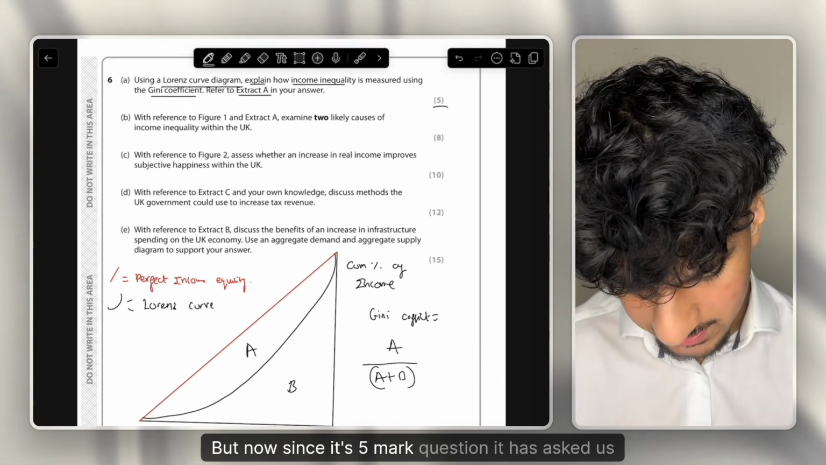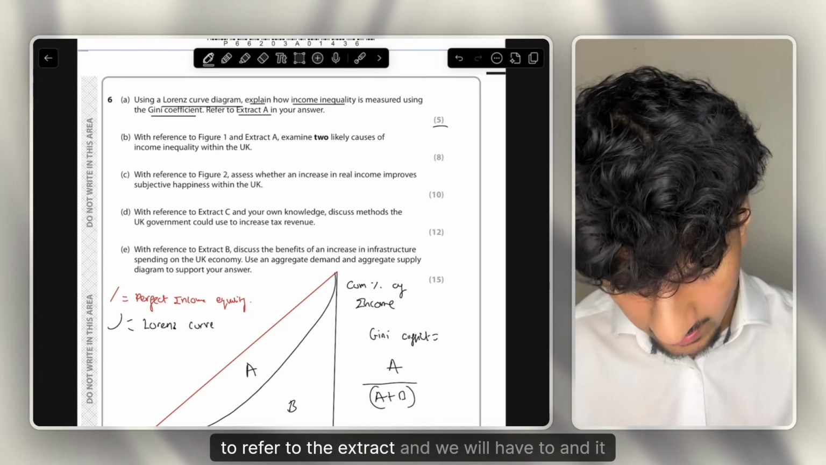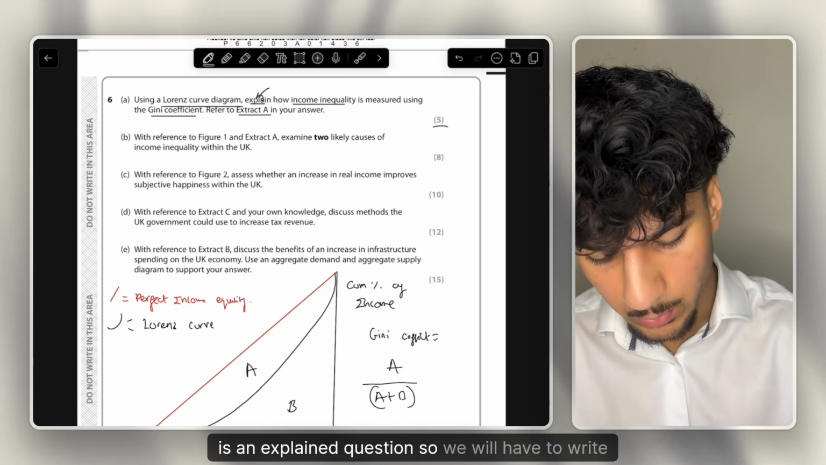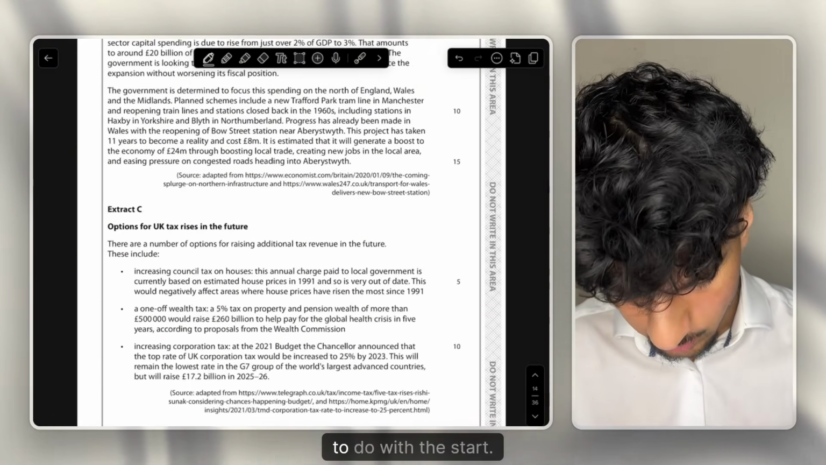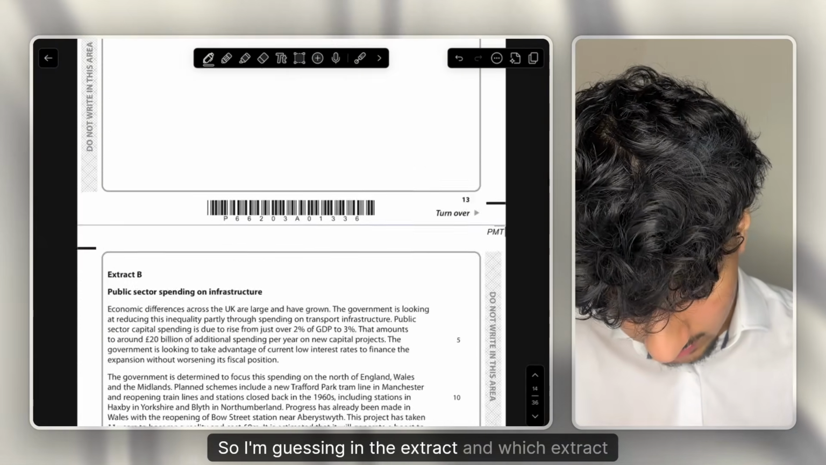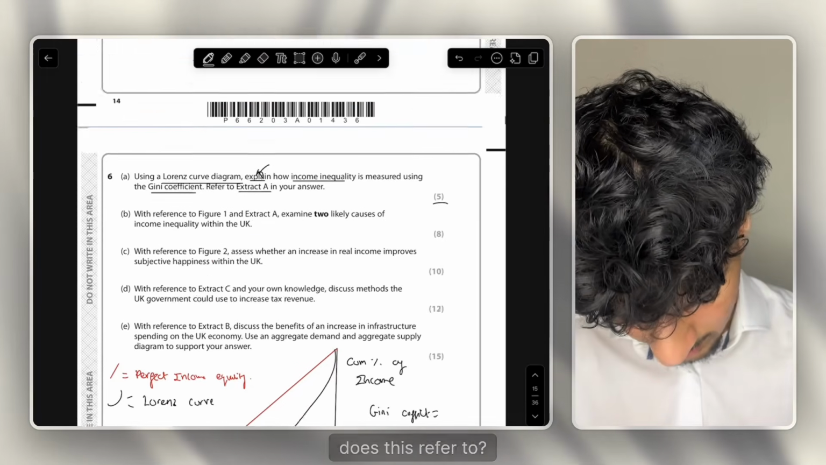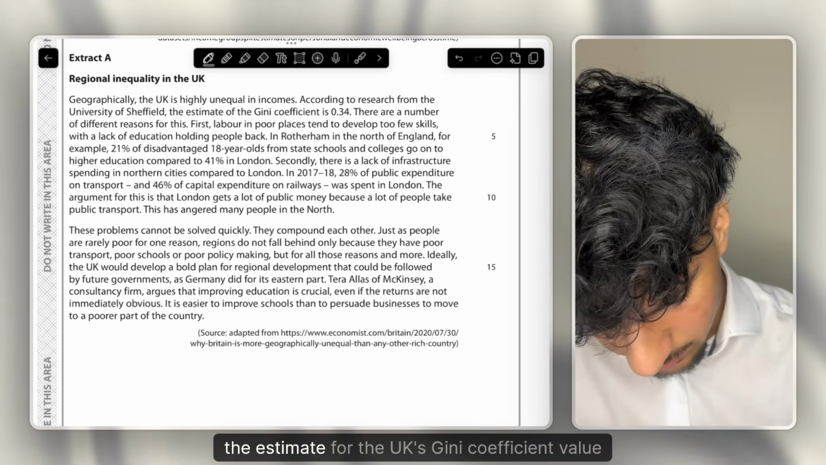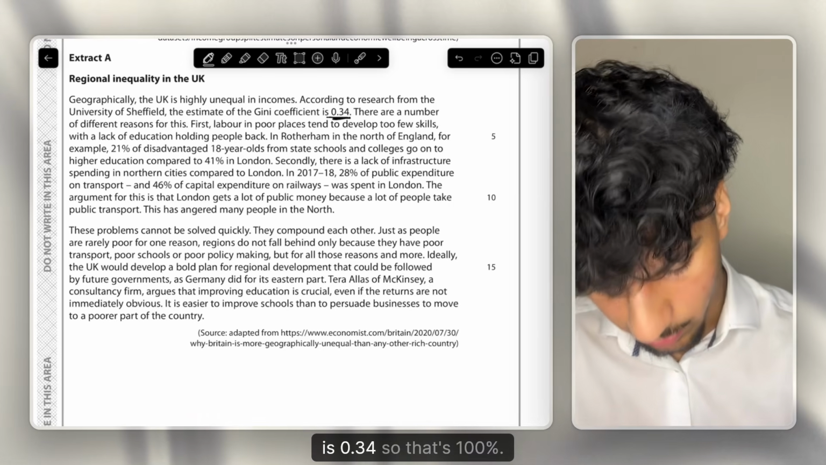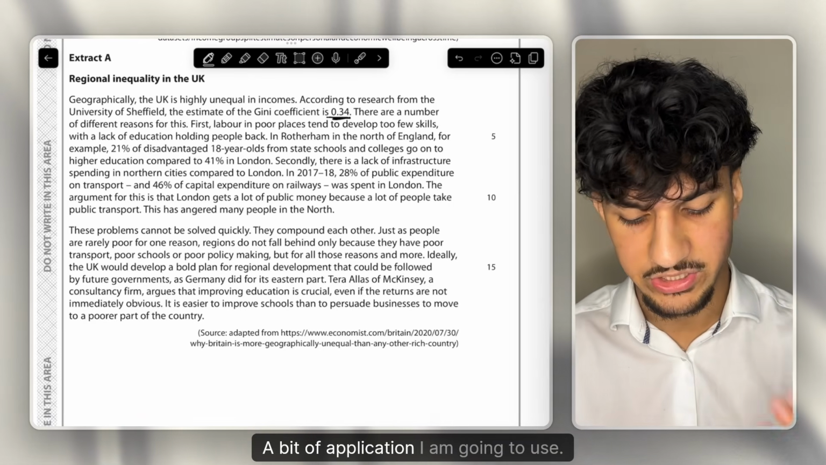But now, since it's a 5-mark question, it has asked us to refer to the extract, and we will have to, and it is an explain question, so we will have to write a bit of chain of analysis. The main chain of analysis I would be writing here is to do with the stats. So I'm guessing in the extract, and which extract they asked us to refer to, extract A. So let's see what is in extract A. So first thing I see, the estimate for the UK's Gini coefficient value is 0.34. So that's 100% a bit of application I am going to use.